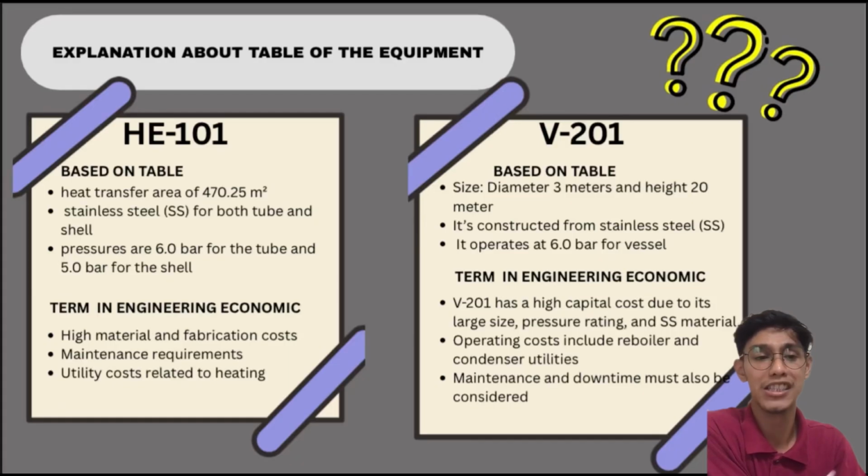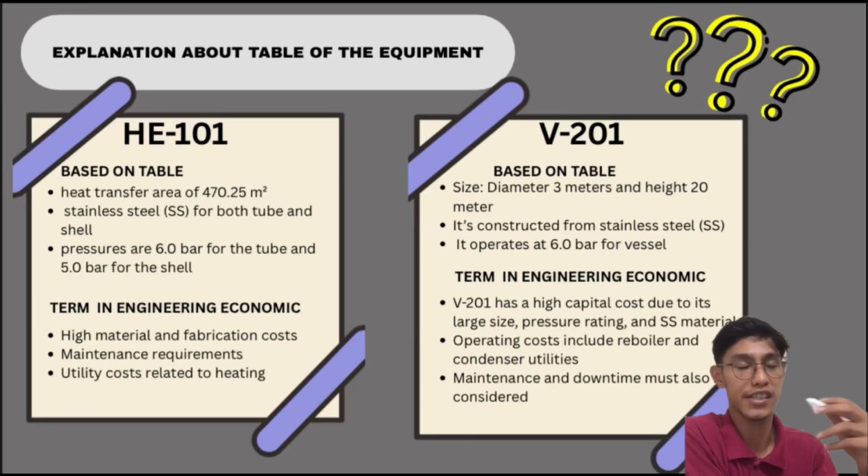I will talk about the explanation of the table of the equipment. The first equipment is HE101. From the table it gives a heat transfer, stainless steel for the material, and the value of pressure for the tube and shell. In terms of engineering economy, it has a high material fabrication cost. Then its maintenance needs to follow the requirement, and there is a derivative cost related to heating.